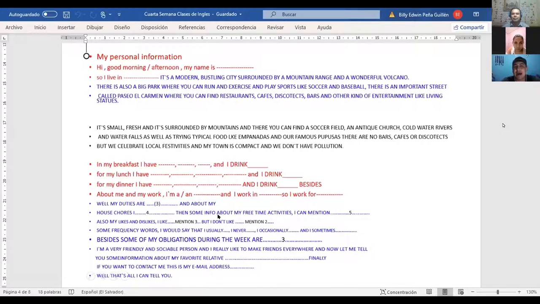For my breakfast, I have beans, fruits, banana, and drink coffee. For my lunch, I have beef steak, rice, and salads, and I drink juice. For my dinner, I have a sandwich, fried potatoes, and I drink juice.